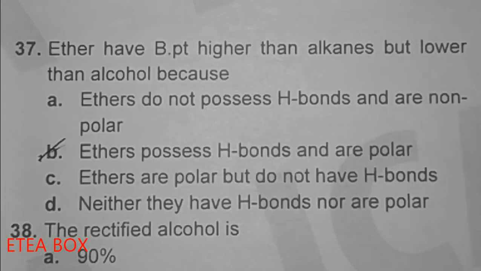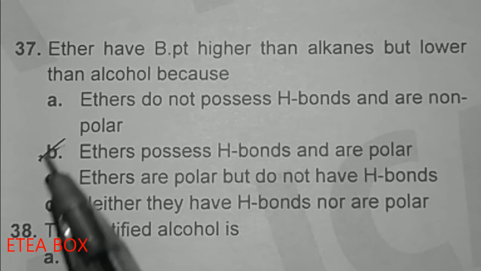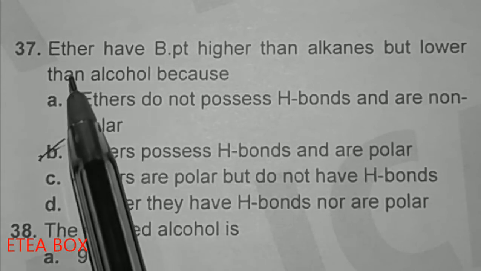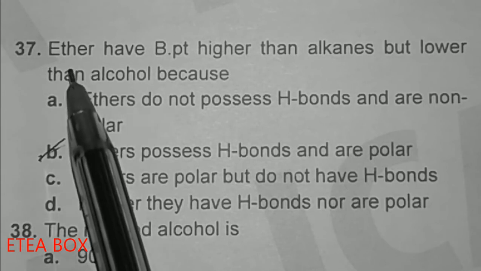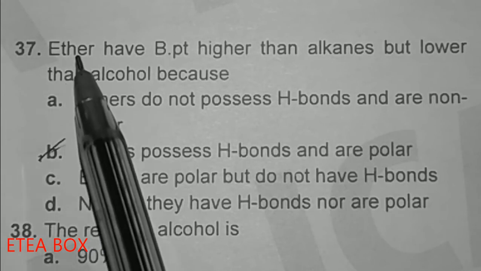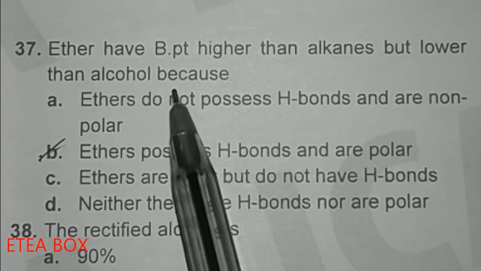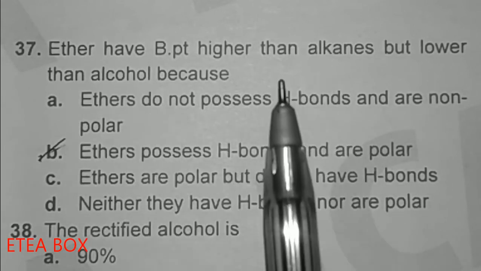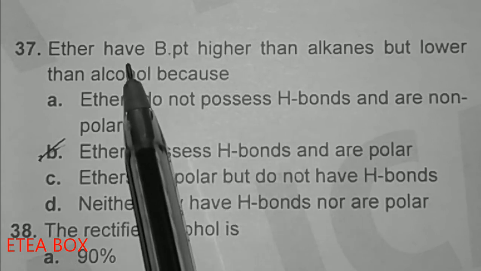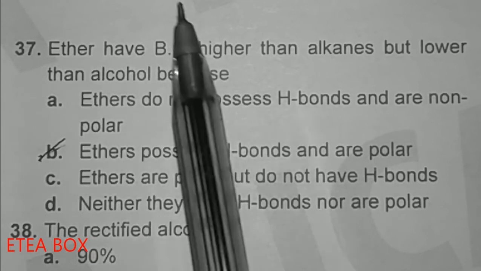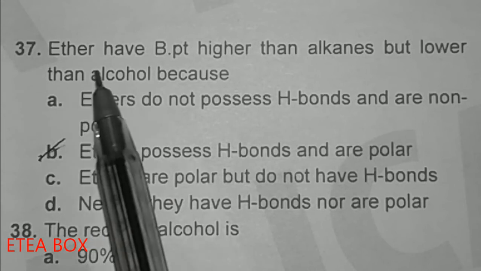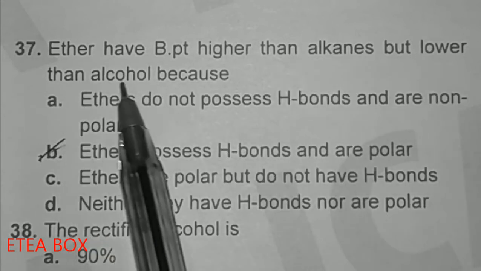Ether has a boiling point higher than alkane but lower than alcohol, because ether is a polar molecule. Oxygen and carbon are present there, so because of oxygen they are polar, and alkane is non-polar. So ether has a higher boiling point because of its polar nature, but lower than alcohol.